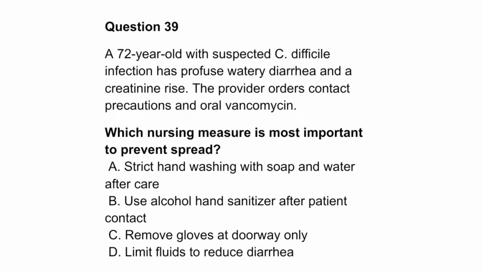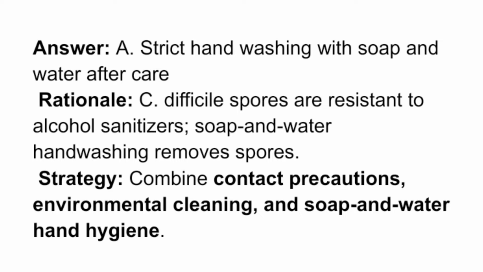Question 39. A 72-year-old with suspected C. difficile infection has profuse watery diarrhea and a creatinine rise. The provider orders contact precautions and oral vancomycin. Which nursing measure is most important to prevent spread? A. Strict hand washing with soap and water after care. B. Use alcohol hand sanitizer after patient contact. C. Remove gloves at doorway only. D. Limit fluids to reduce diarrhea. Answer: A. Strict hand washing with soap and water after care.